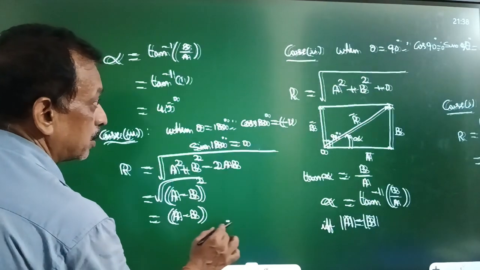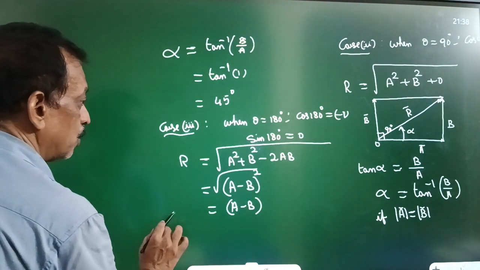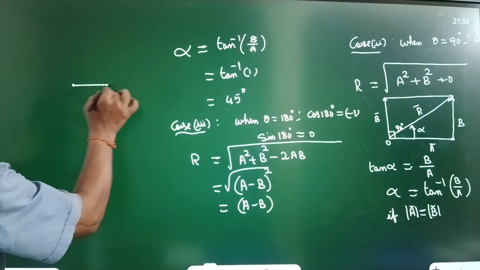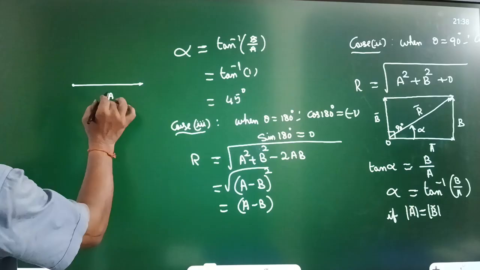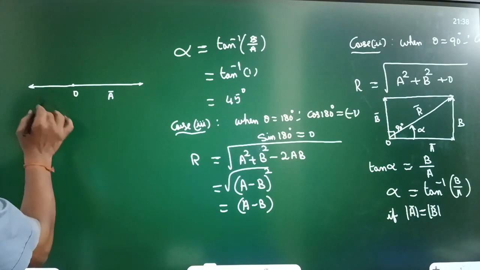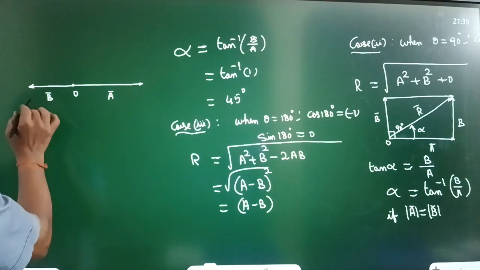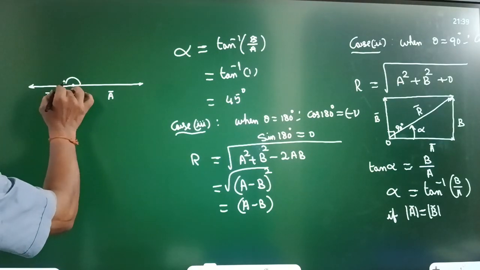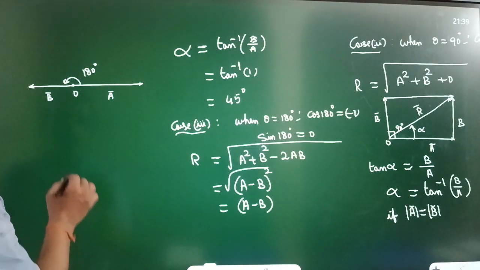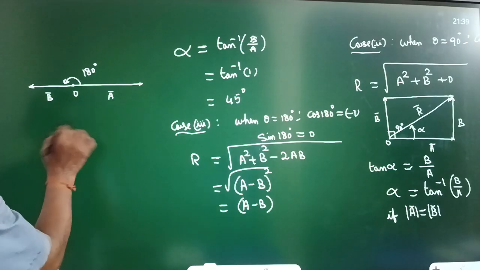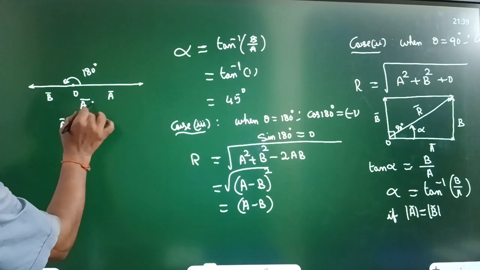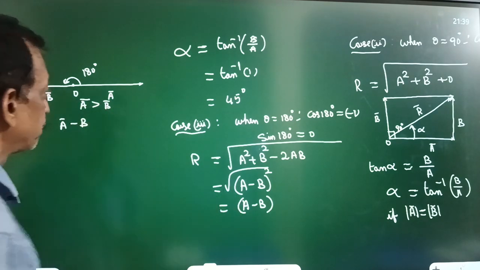So how should the vectors be? This is the A vector, opposite direction. This is the B vector. So the angle is 180. That means if A is more than B, the resultant is A minus B. So the A vector is greater than B vector.